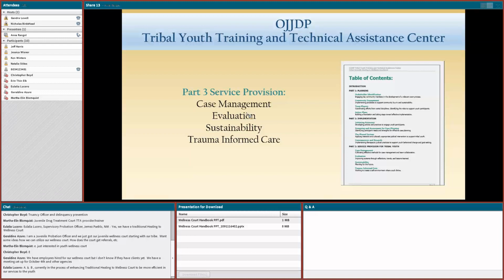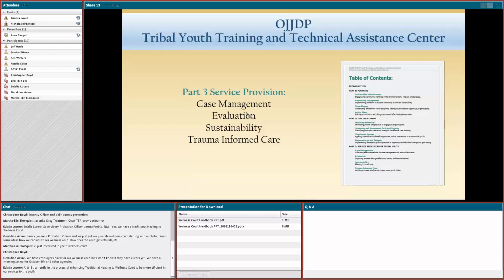And so if you want to think about a screening tool or some kind of method that you can use to work with youth in the wellness court, it's our hope that there's going to be some information in this handbook that's going to help you out as you start to implement and develop your court. And so it is introductory.